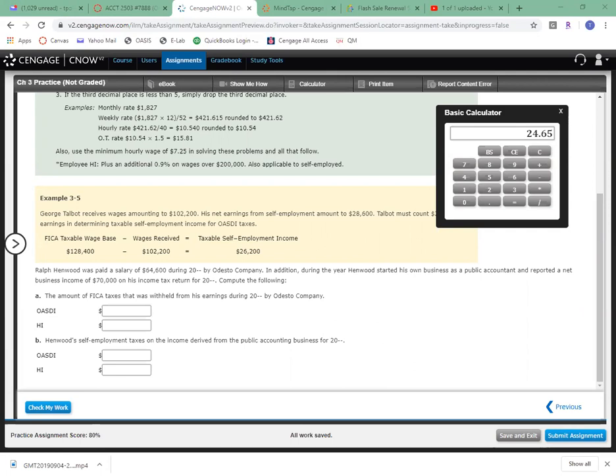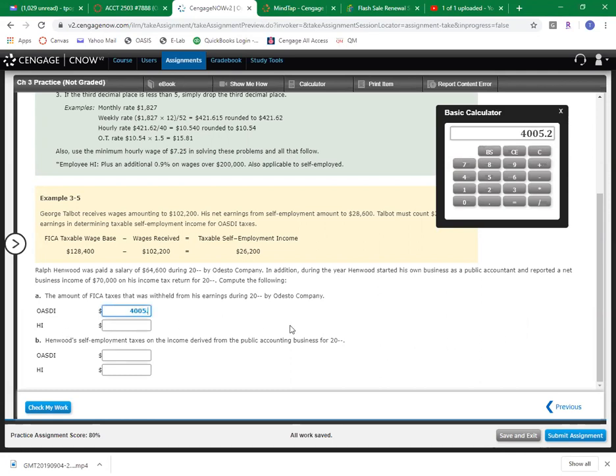In this case, we are going to tax the full 6.2%. And when I calculate that out, that'll be $4,005.20. And then 64,600 times 1.45%, his high taxes are $936.70. So that first one, part A, is very straightforward and simple.